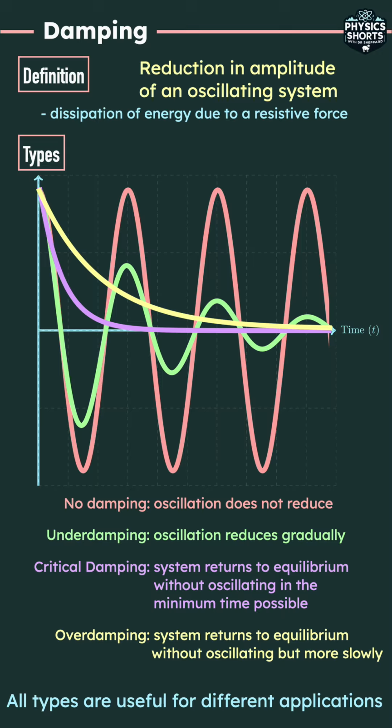And the idea about the critical damping is that critical implies we're changing from one system to another. So the critical damping is where it returns without oscillating in the minimum time possible. If we go slightly one way, it's not the minimum time anymore. If we go slightly the other way towards underdamping, then we get oscillations.